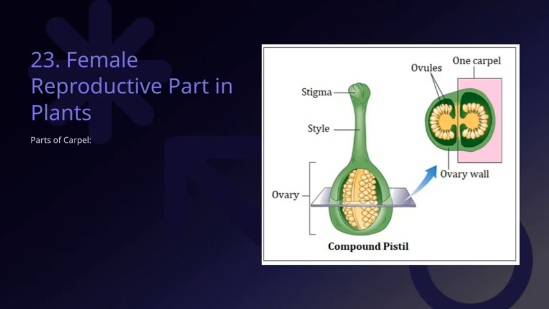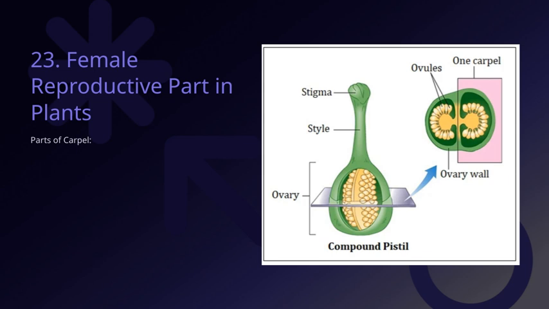Now, let's take a closer look at the parts of the carpel, which is the female reproductive part in plants. The carpel plays a crucial role in plant reproduction, and understanding its structure helps us appreciate how plants reproduce sexually. The carpel typically consists of three main parts: the stigma, the style, and the ovary. The stigma is the sticky top part that captures pollen. The style is the tube-like structure that connects the stigma to the ovary, providing a pathway for pollen to travel. And finally, the ovary, which is located at the base, contains the ovules, or the eggs.